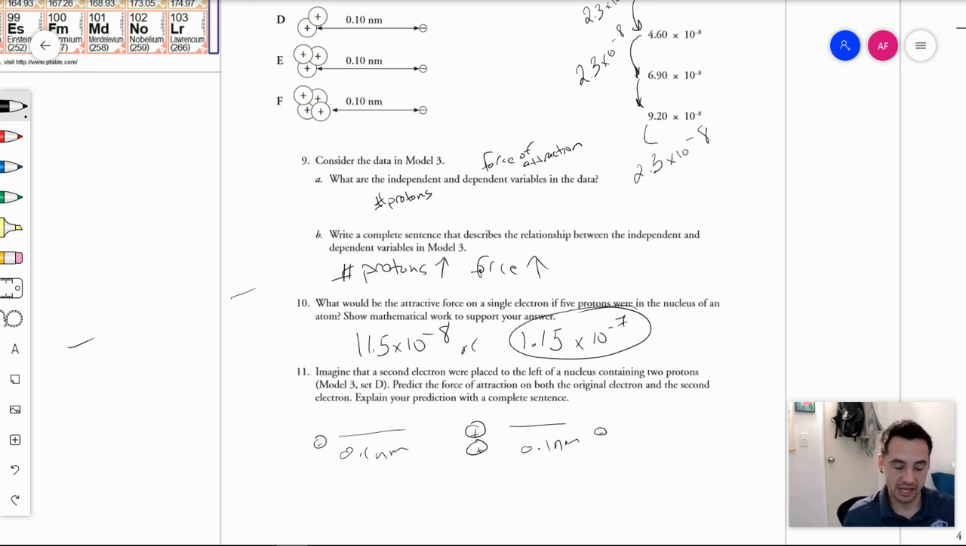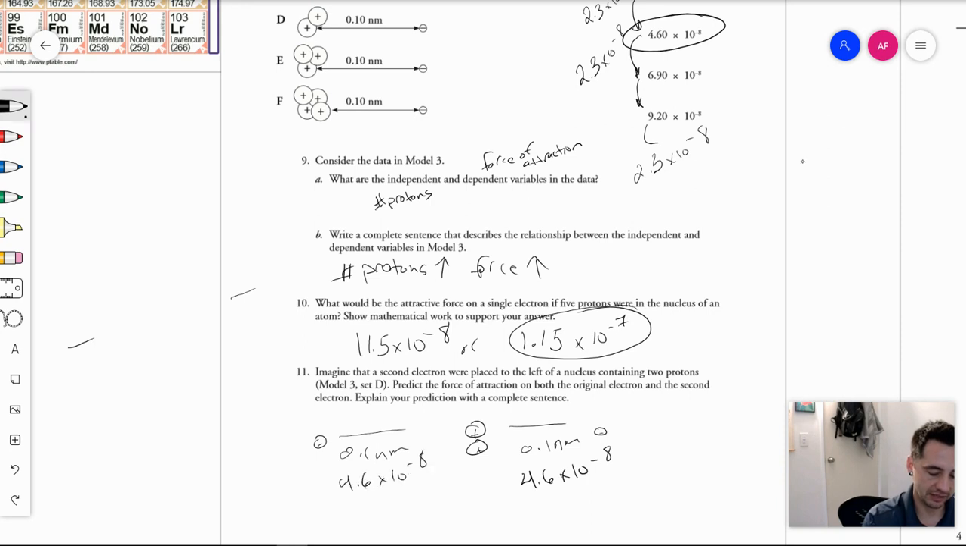I'm going to tell you that the attractive force should be the same as if there was only one electron. So it should be 4.6 times 10 to the negative 8 and 4.6 times 10 to the negative 8. It's the same. The reason for that is these protons are acting together. These electrons are not acting together. They are acting individually. Electrons' attractive force is not additive. The proton's force, however, is.